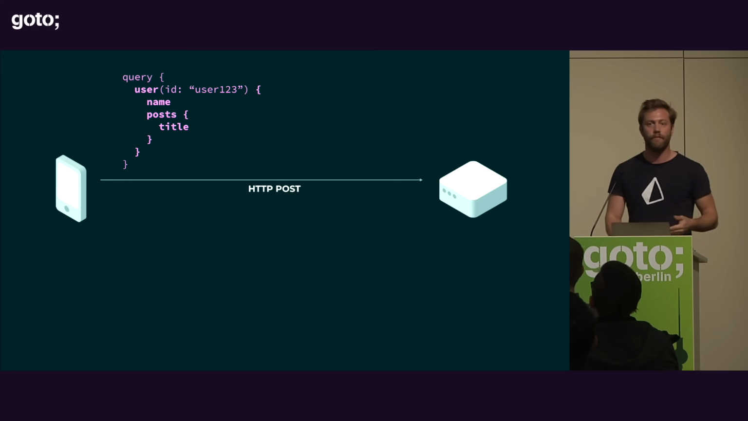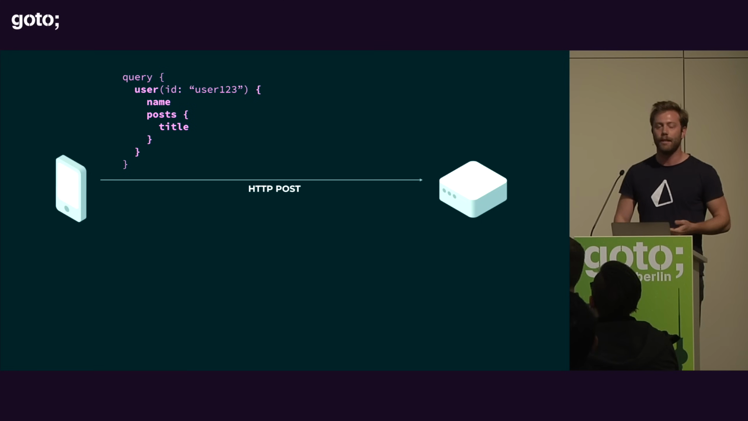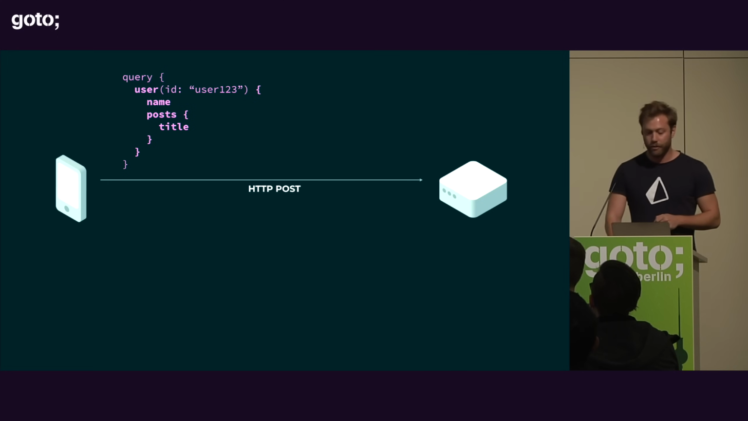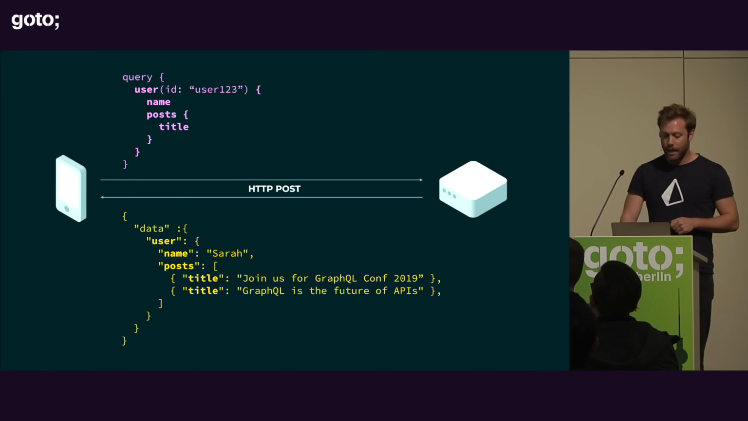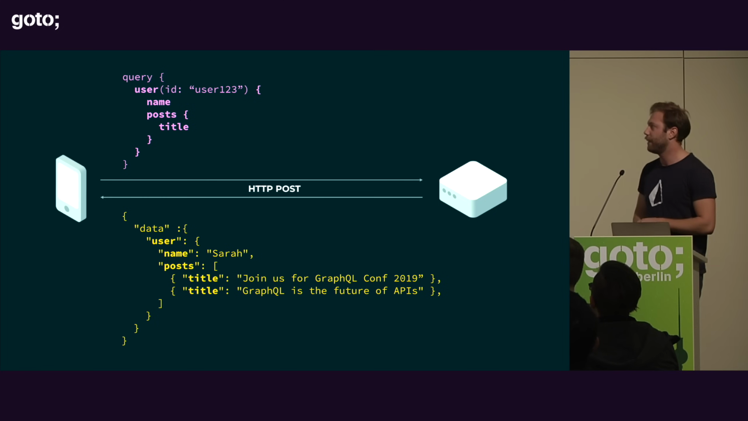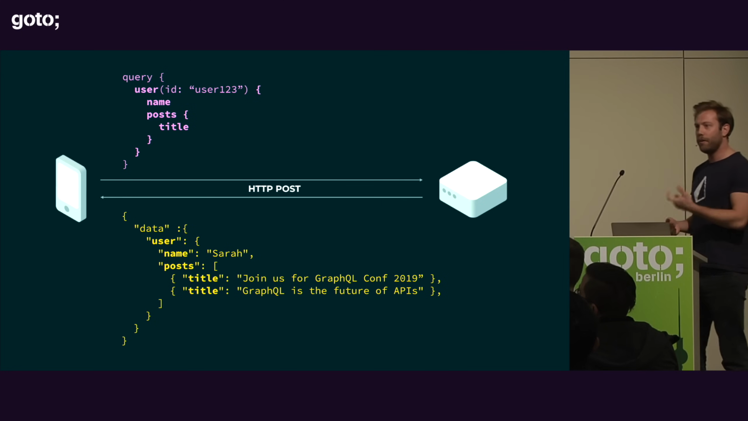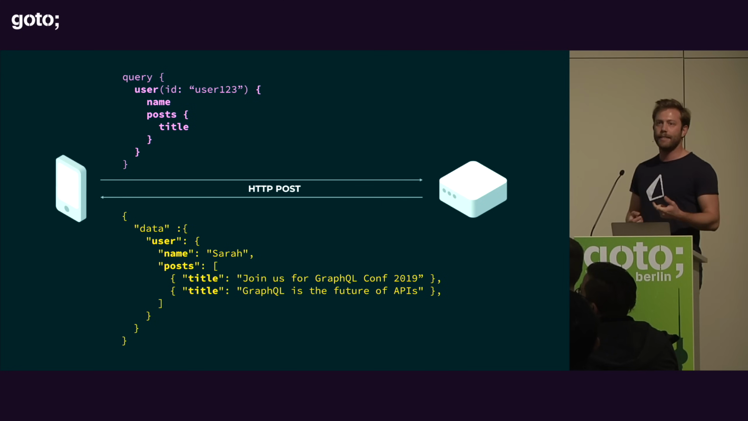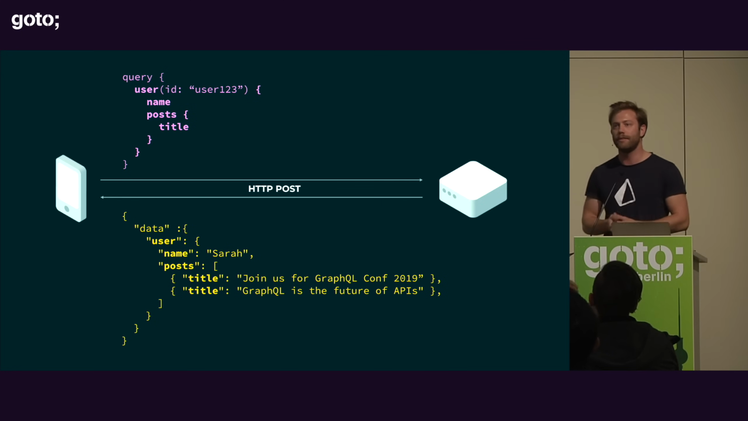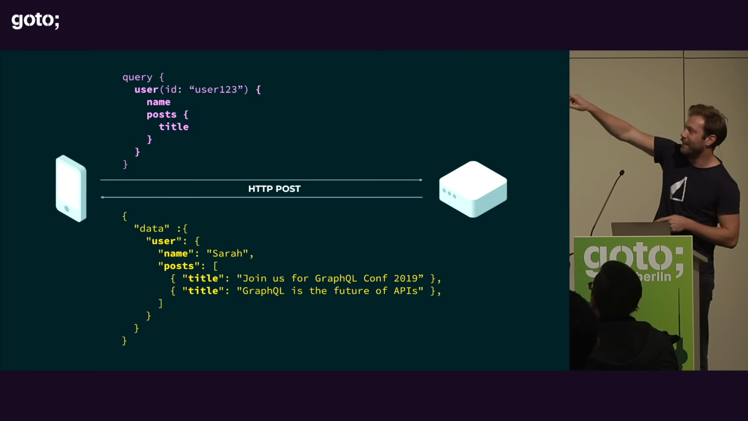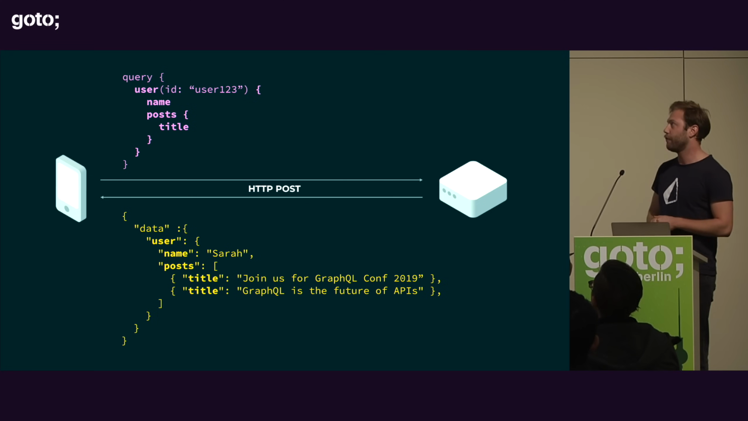So we can really, on a fine-grained level, describe the data that we actually want to receive from the backend, rather than being tied to fixed REST endpoints. And here is what a potential response might look like. What's really important to understand is that the GraphQL query dictates the shape of the response that's going to be returned by the server. So the shape of the query is identical to the response that we're receiving from the server.